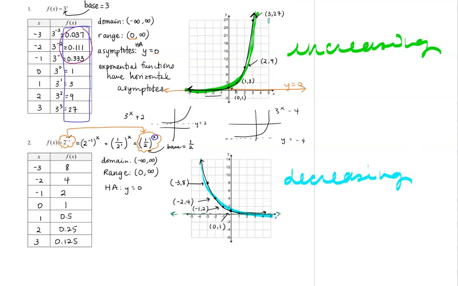And it all depends on the base of the exponential function. In the first example, the base was equal to 3. So the exponential function is increasing when the base is greater than 1. In the second example, the base was equal to 1/2. So an exponential function is decreasing when the base is less than 1. Keep in mind, though, that the base is never going to be negative. So when I say less than 1, I mean positive fractions that are smaller than 1.